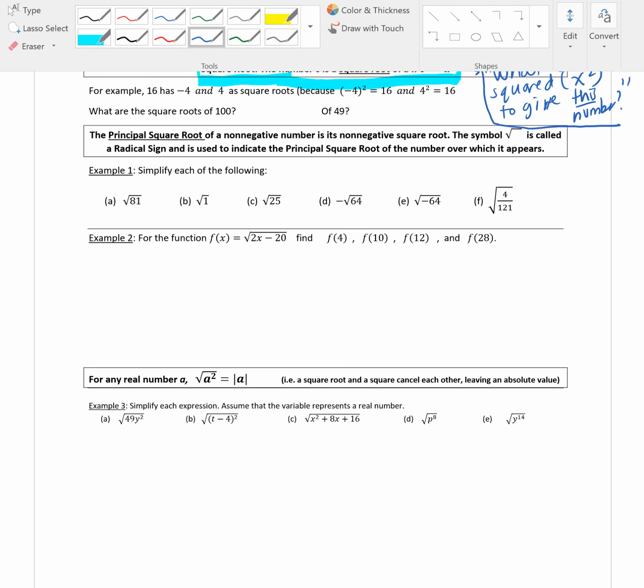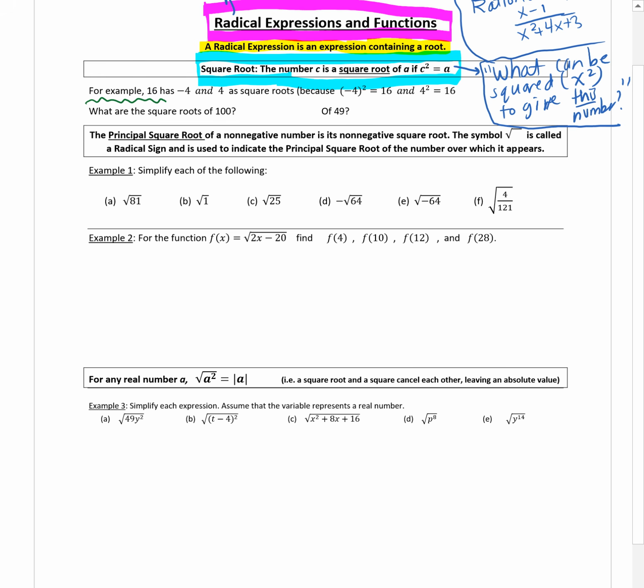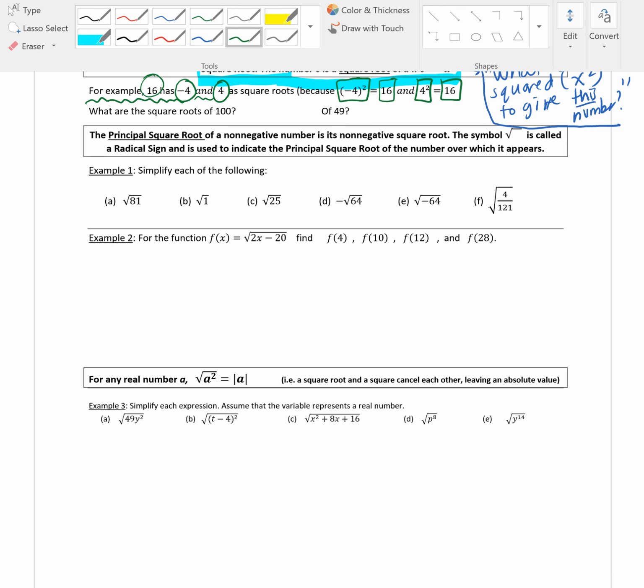So okay, let's see. This first thing they mention is, for example, 16 actually has two square roots, -4 and 4. That's because if you square -4, you get positive 16, and that's why it's a square root. But not only that, what if you square positive 4? You also get 16. So really, every number has two square roots. If you can think of one of them, just make it negative, and that's another one. 4 and -4.